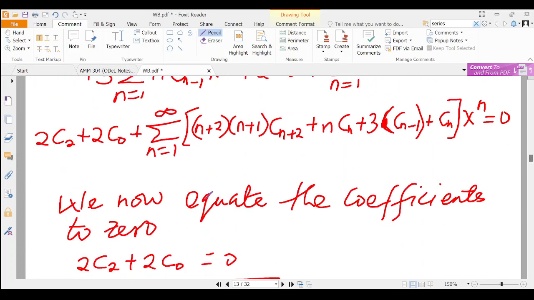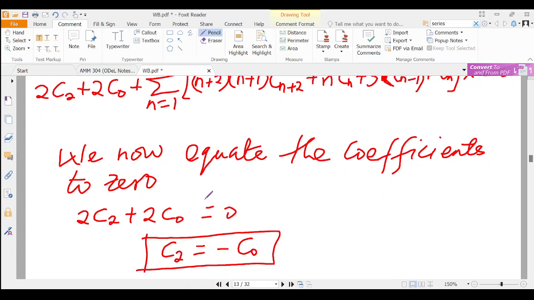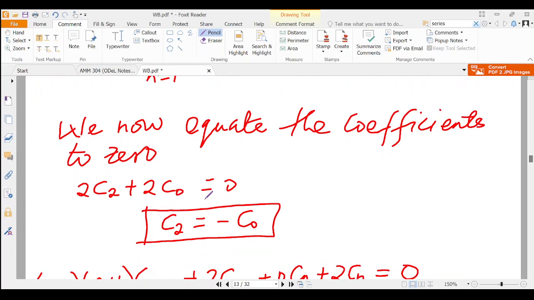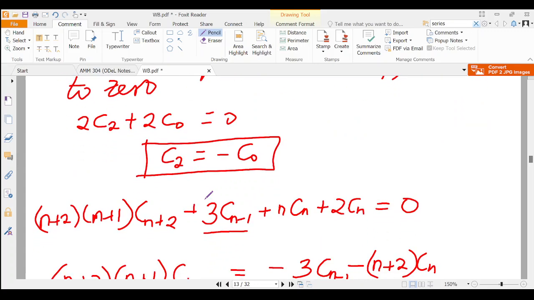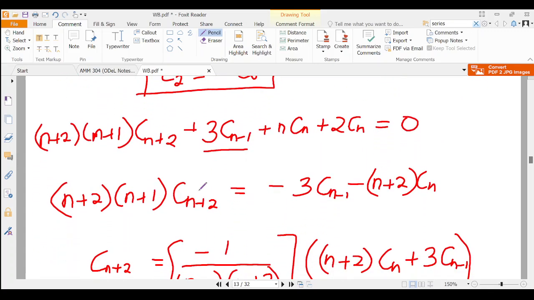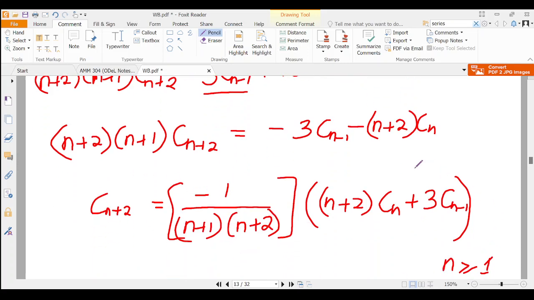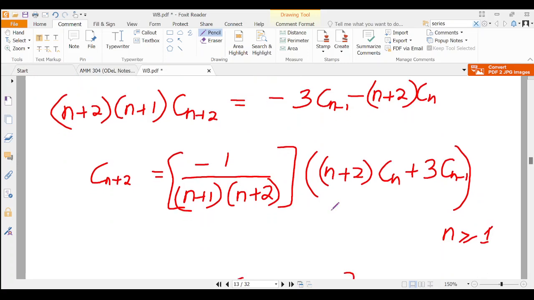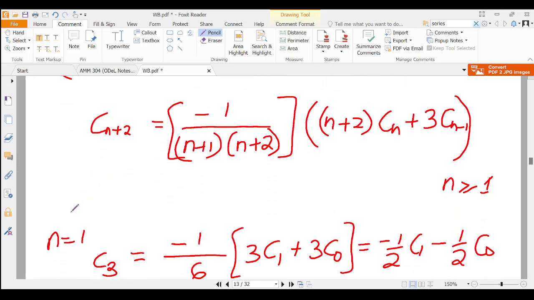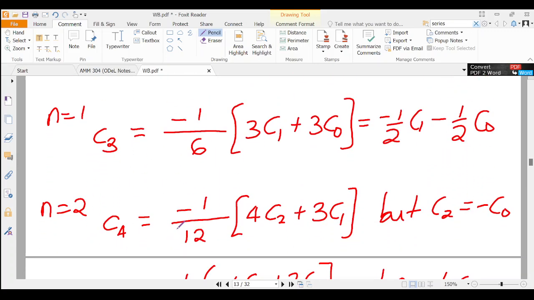Then next, equate the coefficients of the corresponding powers of x. That is, you equate the coefficients of each power of x to 0. Then obtain this kind of a relationship. Once you have that, then you can expand that for various values of n and obtain a general relationship. So basically that is the solution procedure.